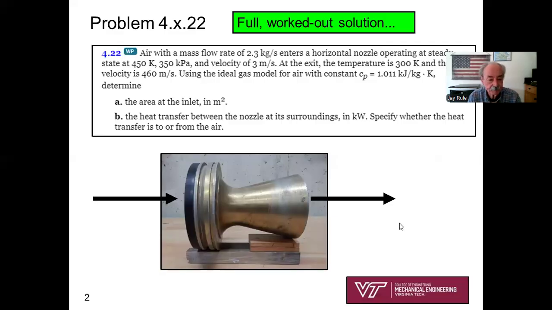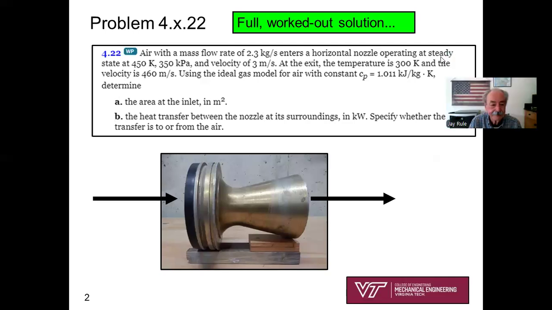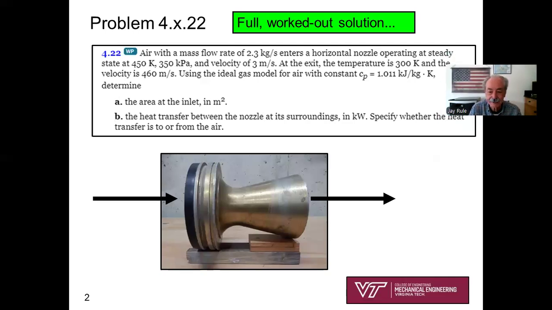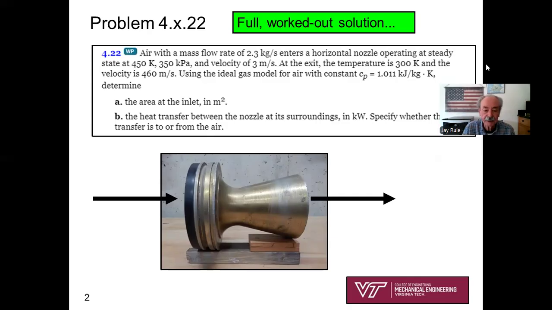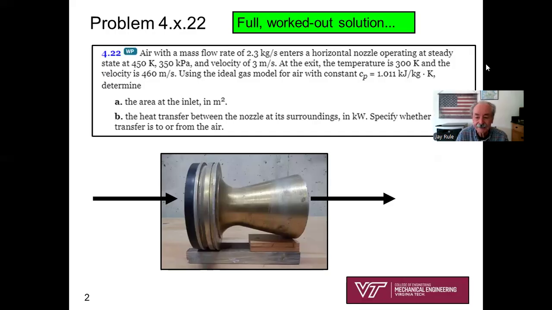And here's the problem. It says air with a mass flow rate of 2.3 kilograms per second enters a horizontal nozzle operating at steady state. That's a key, steady state, at 450 K, 350 kPa. So that's the inlet pressure and temperature, and a velocity of 3 meters per second. At the exit, the temperature is 300 degrees K. Okay, let's see, it's getting cooler. The velocity is 460 meters per second. Flow is getting much faster.